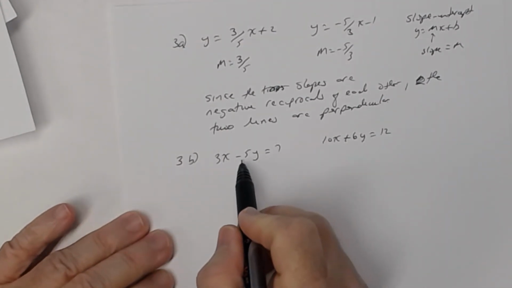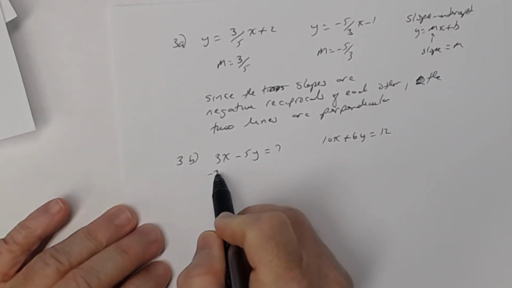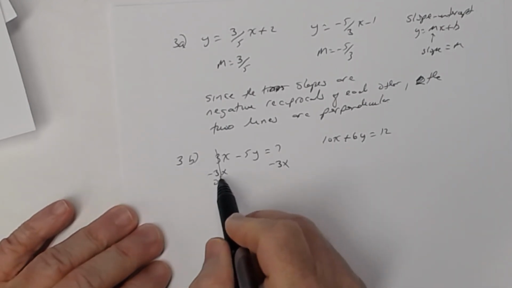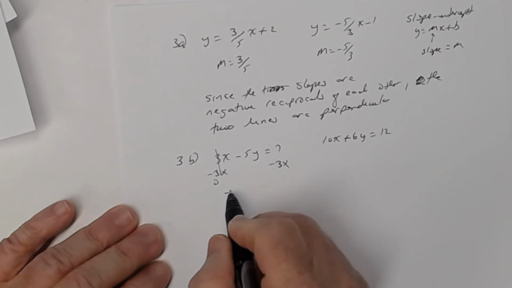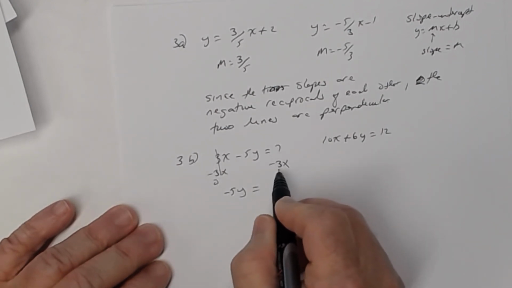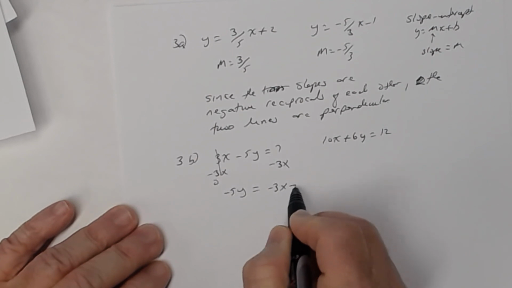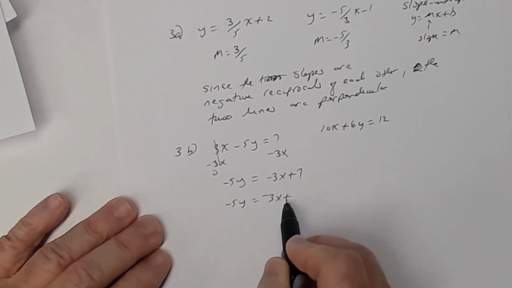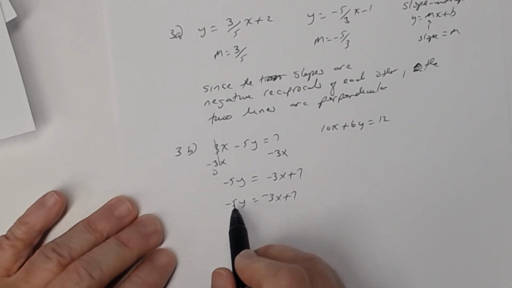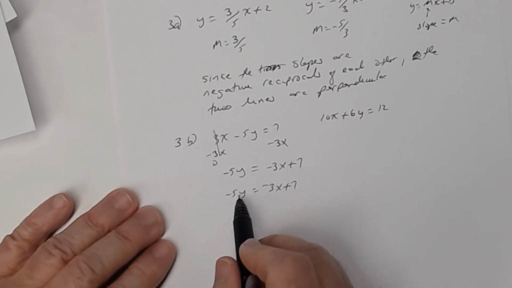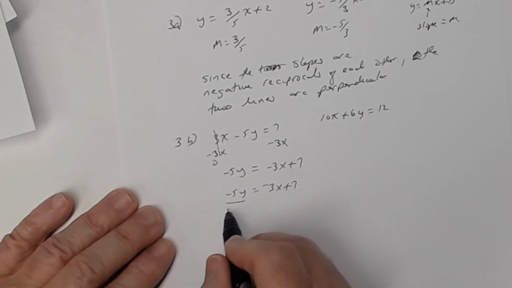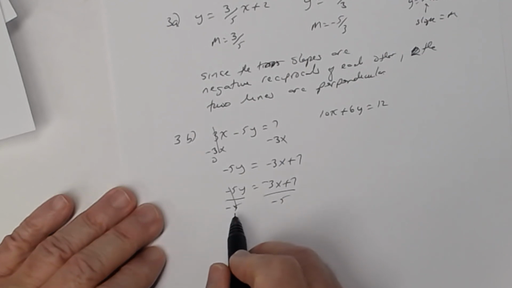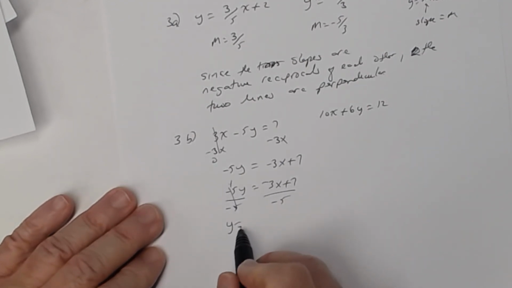What most students are going to do in that first one is subtract 3x from both sides. When I combine like terms, I get 0, and -5y equals, let's put x first, -3x plus 7. Then, let me rewrite this over. To get y by itself, they're going to divide both sides by -5. -5 divided by -5 is 1, and 1 times y is y. So we get y equals this.